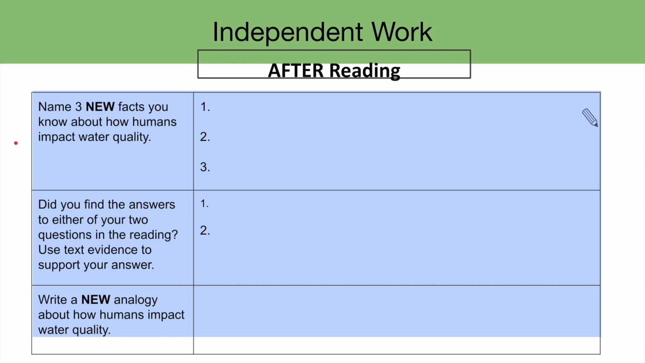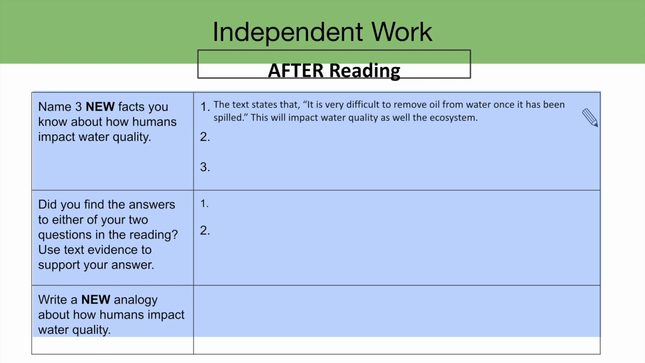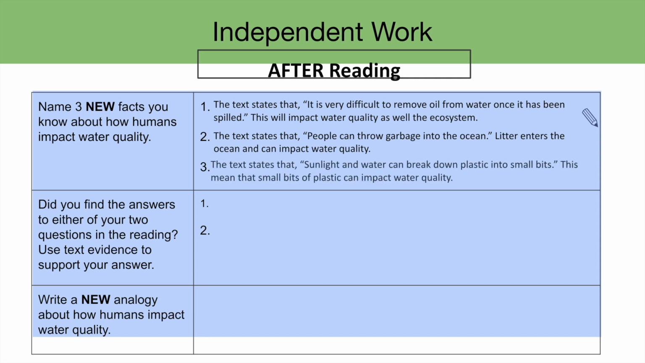After reading, name 3 new facts you know about how humans impact water quality. First, the text states that it is very difficult to remove oil from water once it has been spilled. This will impact water quality as well as other ecosystems. 2. The text states that people can throw garbage into the ocean. Litter enters the ocean and can impact water quality. 3. The text states that sunlight and water can break down plastic into small bits. This means that small bits of plastic can impact water quality and are likely to stay in the water for a very long time.